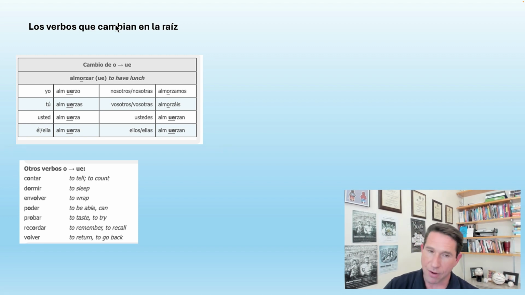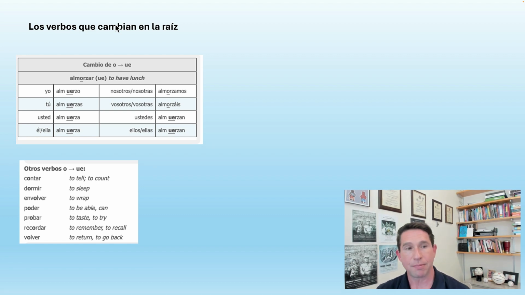Categoría número 2, O to U-E, right? Same thing, we have our verb paradigm, our category, singular on the left, plural equivalent on the right. O to UE, so almorzar, to have lunch, right? Spanish has these verbs to mean to have lunch, to have dinner, to have breakfast, which we don't have in English. So almuerzo, almuerzas, almuerza, almorzamos, almorzáis, almuerzan.